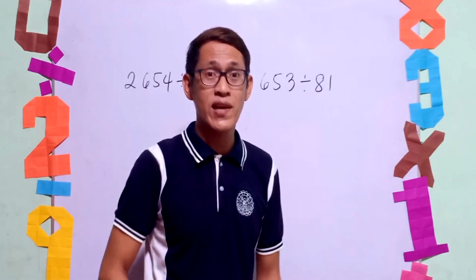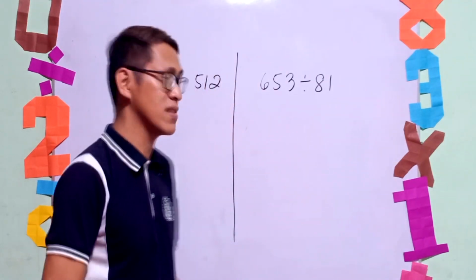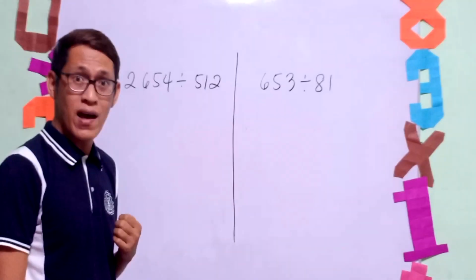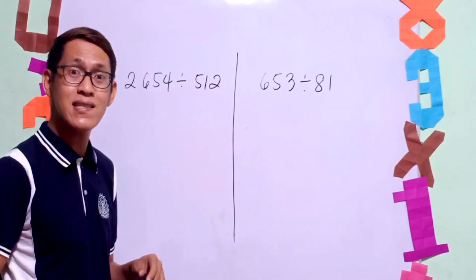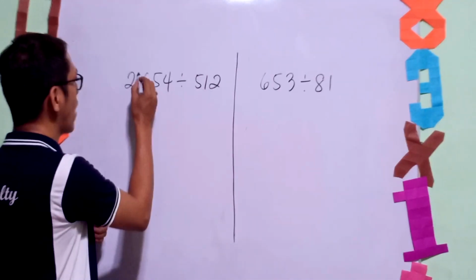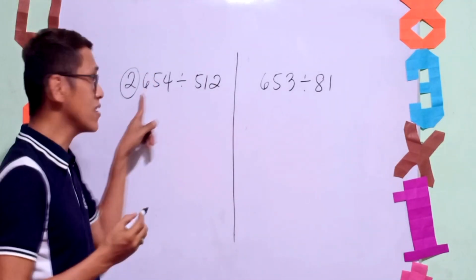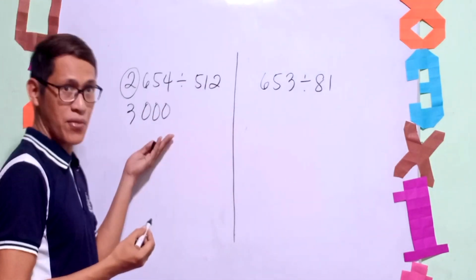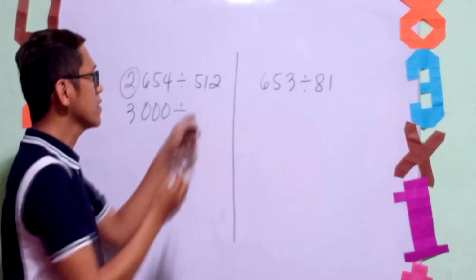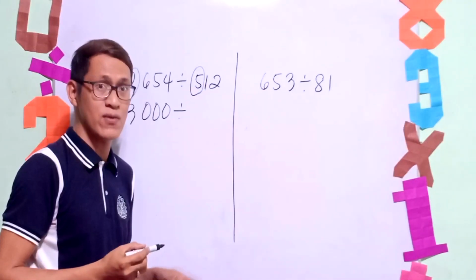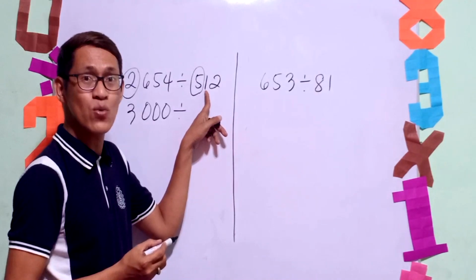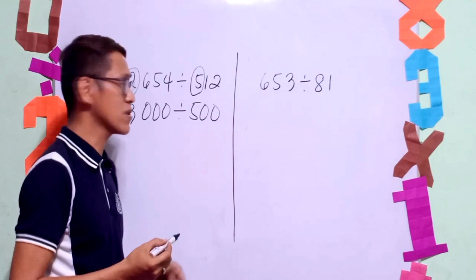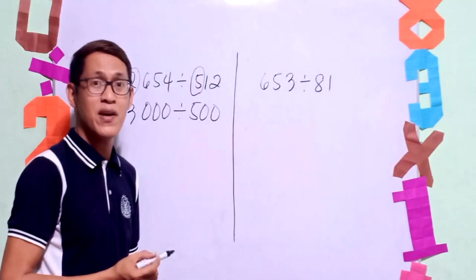Now let's have two more examples on estimating the quotient. Let's have this example here. Again, round off first each number to their highest place value. So here we have thousands. The right digit is 6, so this becomes 3. The rest become 0. So it's 3,000 divided by, the highest place value is hundreds, the digit 5. The right digit is 1, so remain the 5. Then the two digits become 0. So it's 3,000 divided by 500.